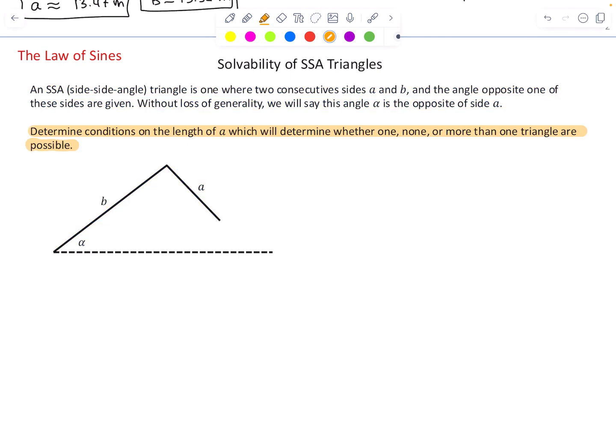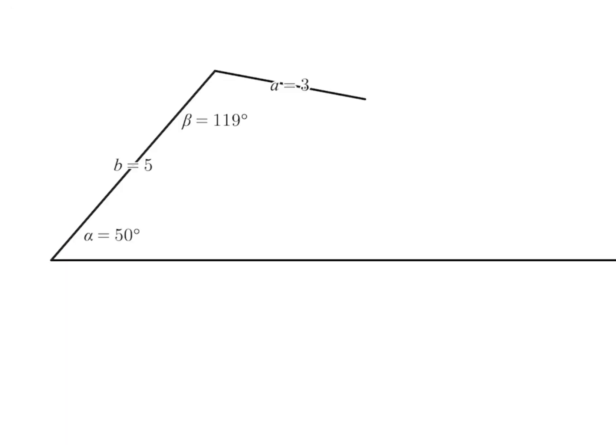If such a triangle is possible, then we can simply use the law of sines to find the missing angles and sides. But let's first determine conditions on the length of A, which will determine whether one, none, or more than one triangle are possible. To help understand this, look at this picture where alpha we're going to fix at 50 degrees, B we will fix at 5 units, and A we will fix at 3 units. And now I'm going to vary beta. And you can see that no matter what angle of beta I choose, it's impossible for the side A to reach the horizontal leg. So this would be an example of an impossible scenario.